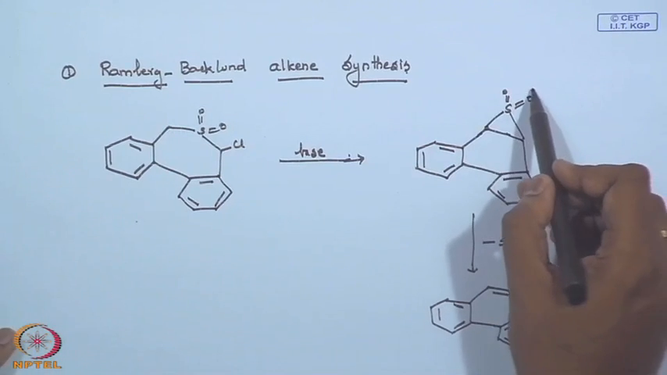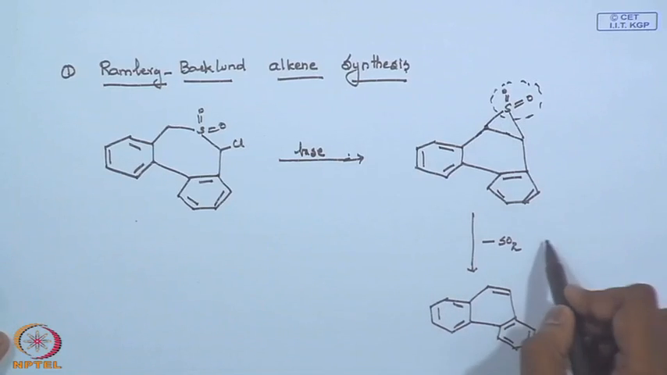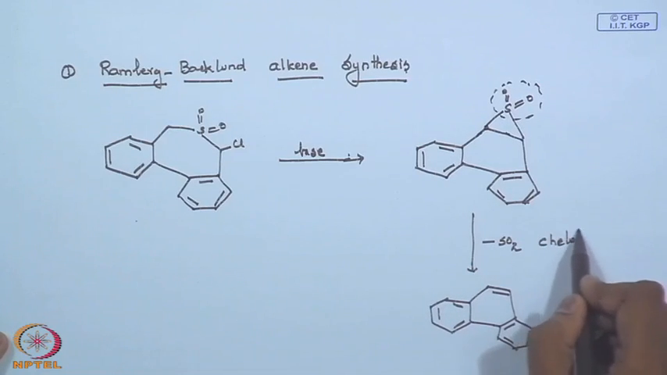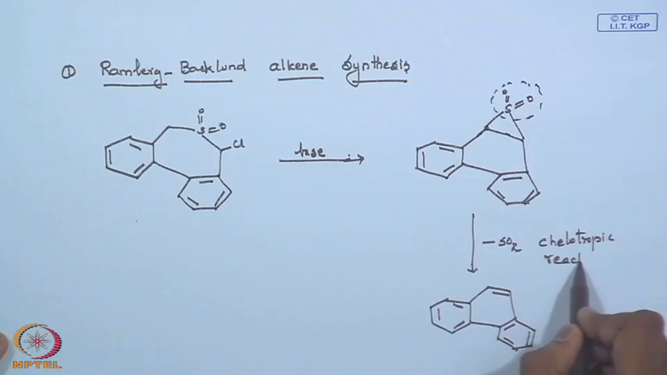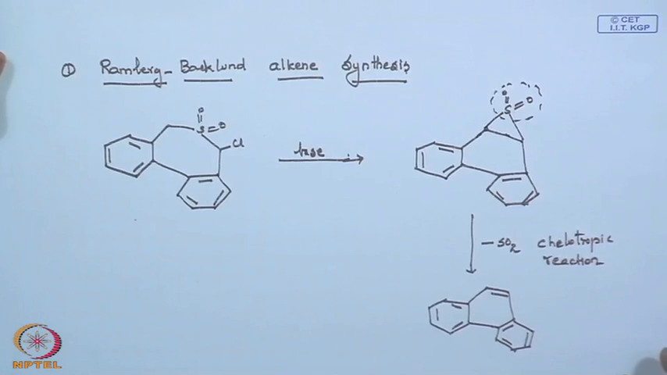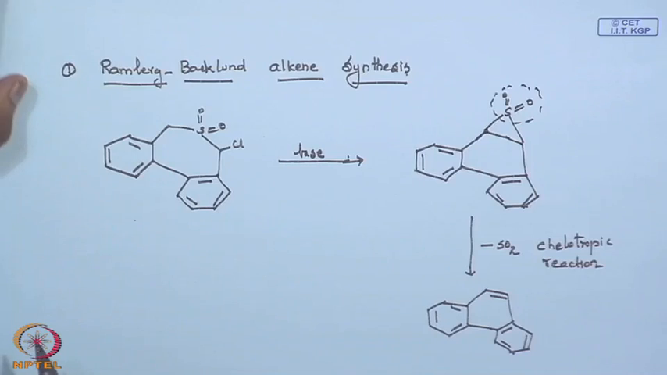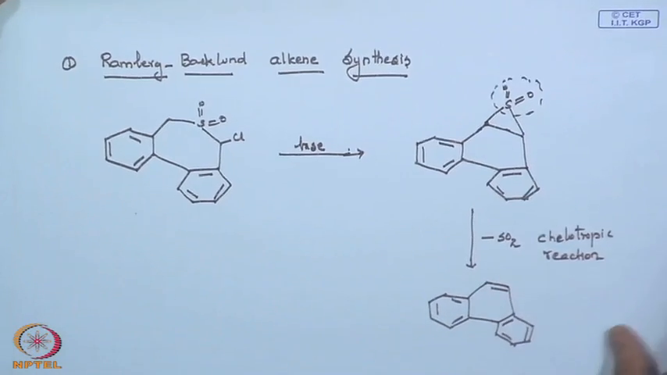So, you can see extrusion of this sulfur dioxide, and this is your chelotropic reaction, where two sigma bonds are broken from the same carbon atom. Okay, this is called the Ramberg-Backlund alkene synthesis. Okay. We see the next example.